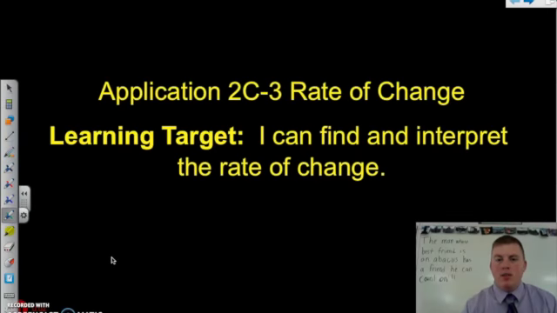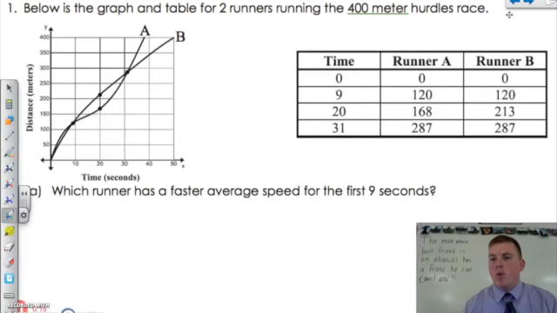Alright, welcome to application 2C-3, focusing on rate of change. Our learning target is that I can find and interpret the rate of change. So we kind of have a hodgepodge of examples in this particular application. So I'm going to walk through some of them.